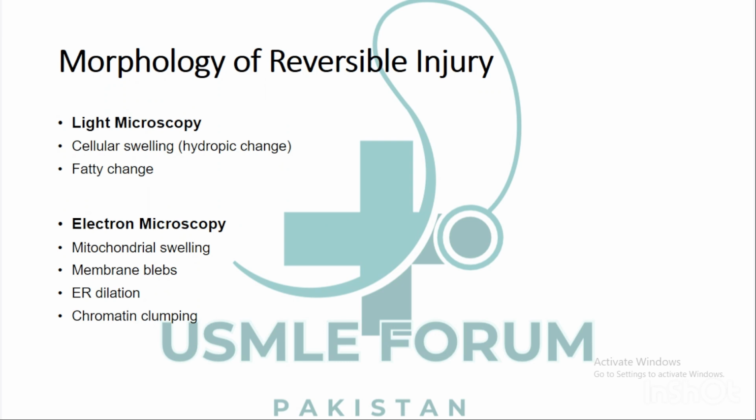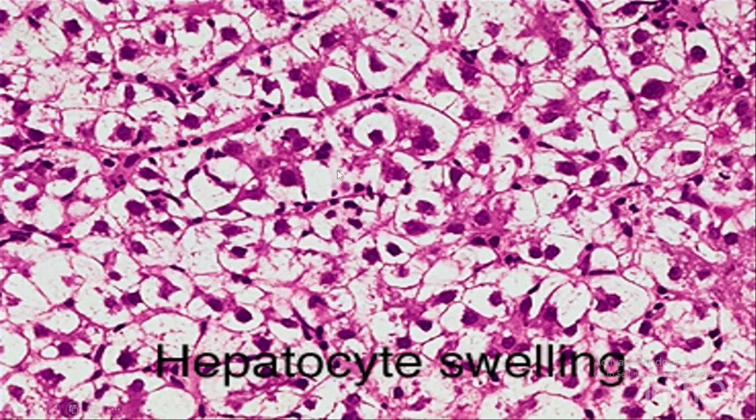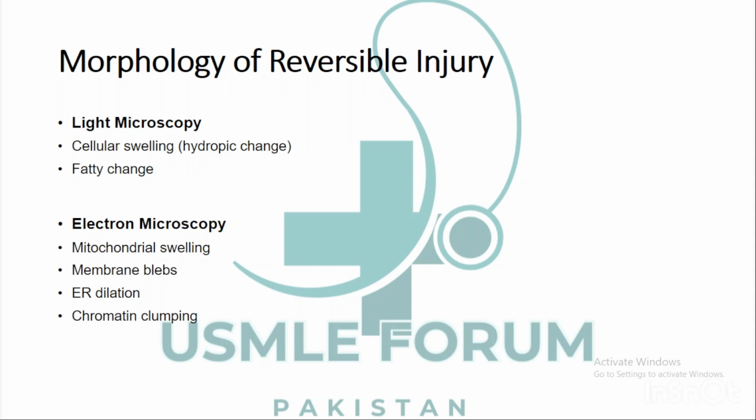So let me show you the light microscopy changes. First of all, keep in mind that the light microscopy changes are cellular swelling, the hydropic change I told you, and the fatty change that is especially seen in the liver. So let's say it's a hepatocyte, and you can see that these cells are swelled up. You can see the swelled up cell, the hydropic change in the cells. So these are the common changes that can be seen in light microscopy.